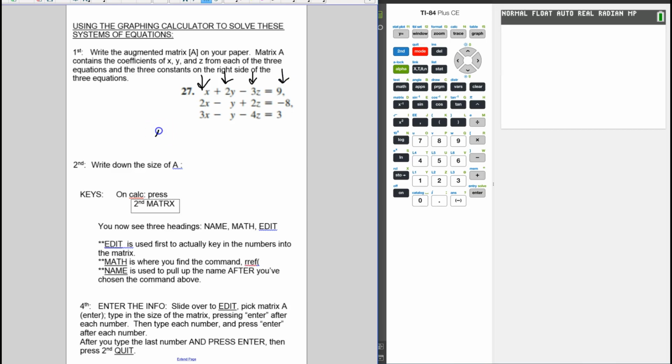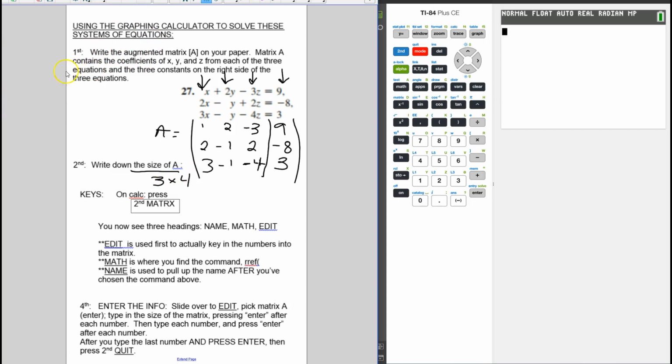So on this one, my matrix A would look like 1, 2, 3, 2, negative 1, negative 1, negative 3, 2, negative 4, and then usually we put a bar right there where the equals are. 9, negative 8, and 3. And its size, its order, you've got 3 rows going sideways, 1, 2, 3, 4 columns of numbers. So it is a 3 by 4.